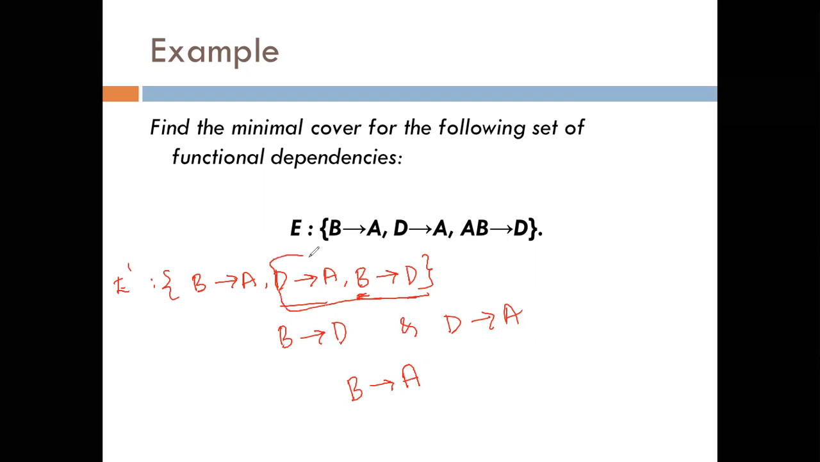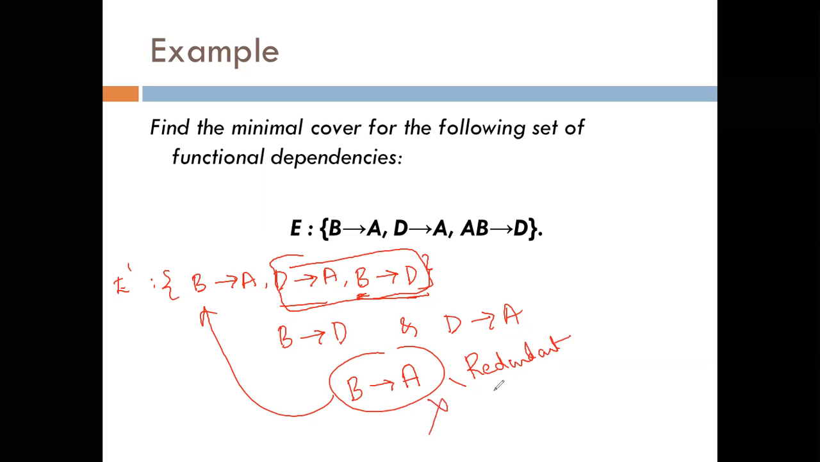Using these two functional dependencies, we can derive this one which is there in the set, which makes B determining D redundant. So this can be removed. Now we are left with the two functional dependencies, so we can call it F. That is B determining A, which can be deduced from B determining D and D determining A. So this is our minimal cover.